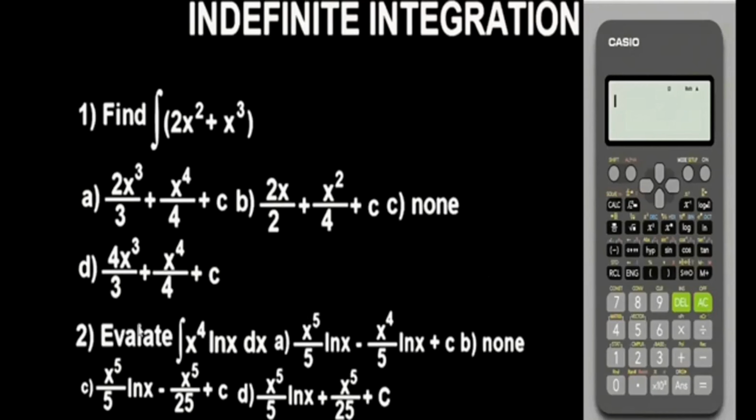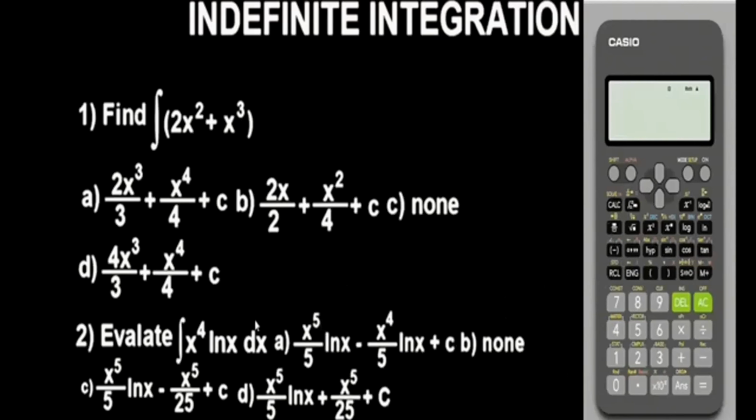Okay, so we have: evaluate the indefinite integral of x to the power of 4 ln x dx. So let's use this stored value, which is 2 here, to simplify the question. The number you stored will not go out until you reset the calculator. It's still here on the calculator since we have not reset it.